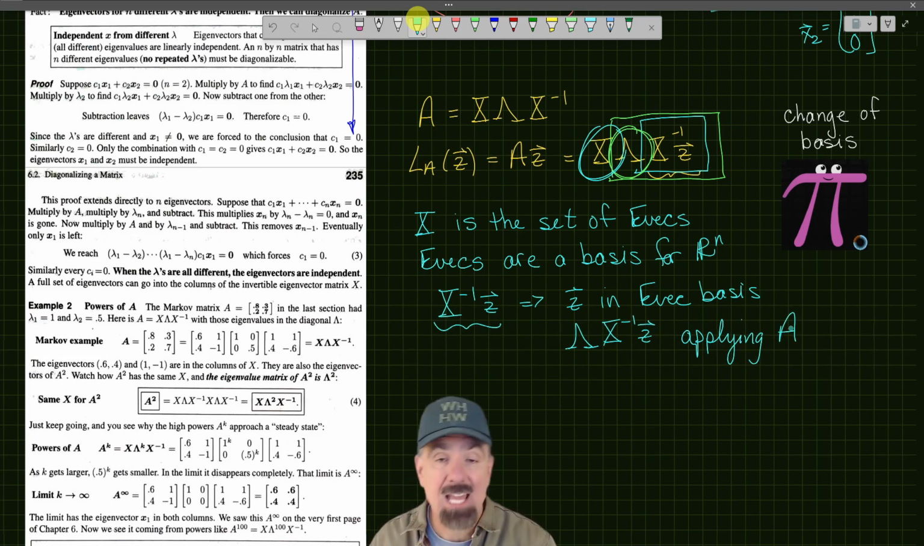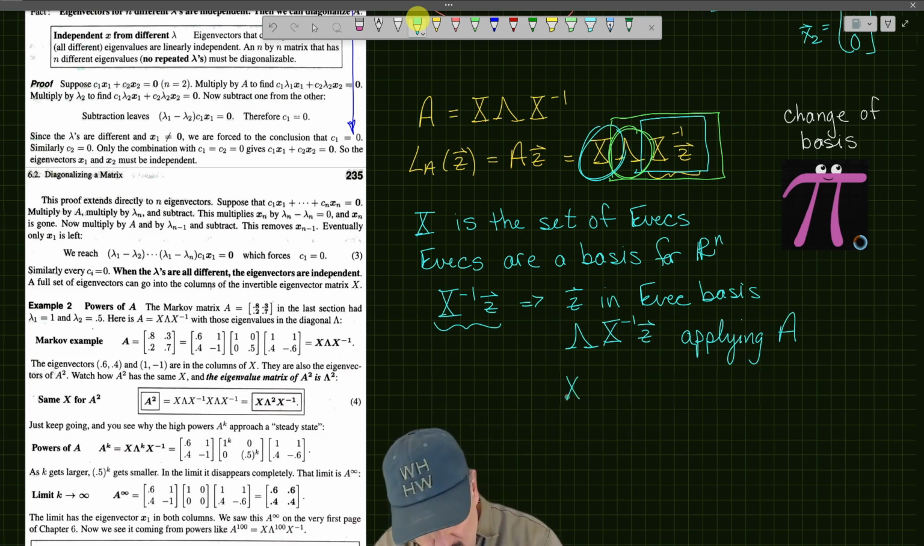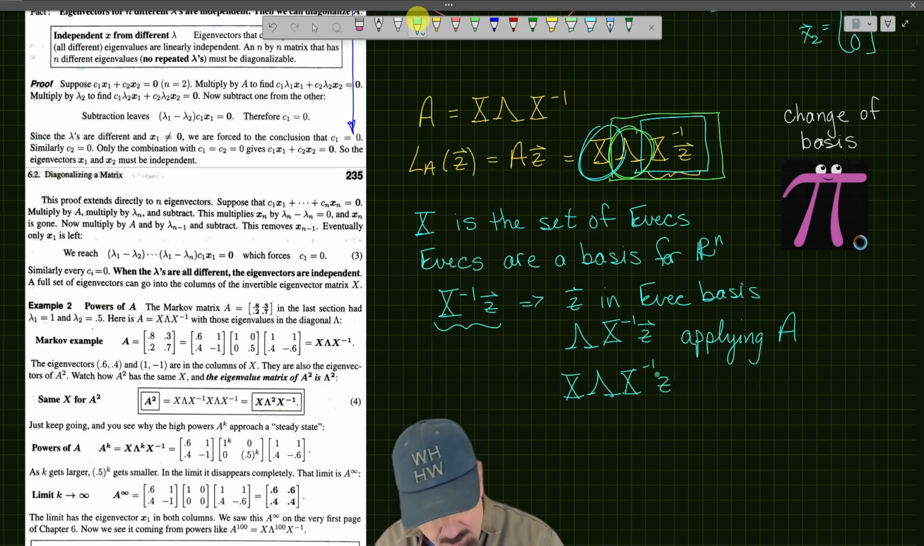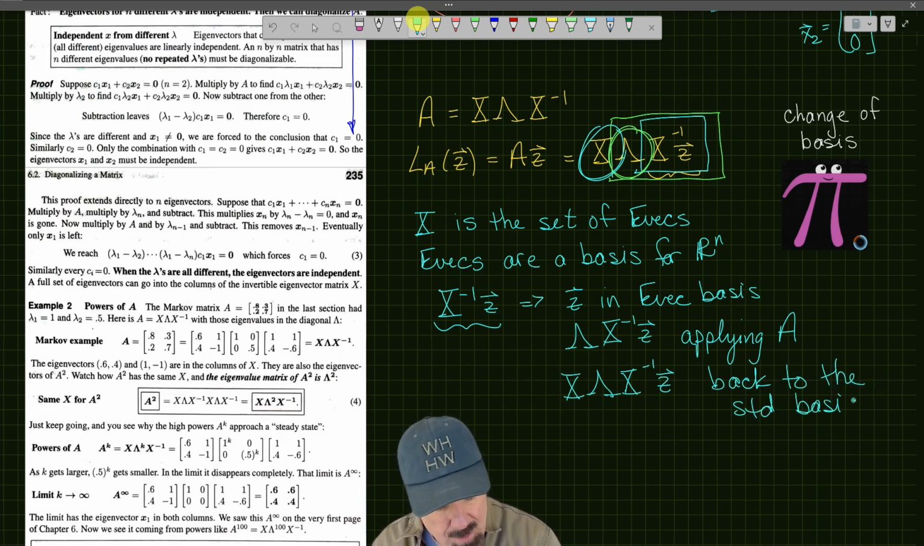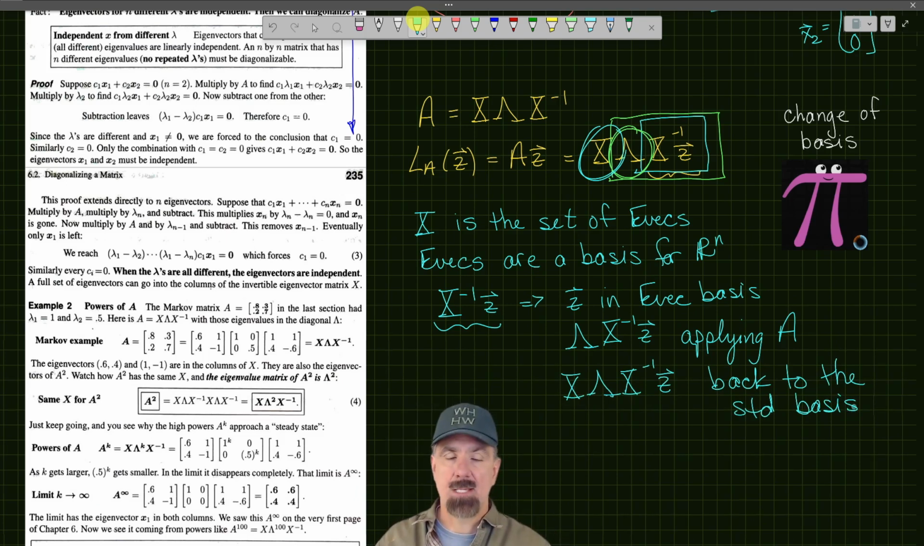It just doesn't look like it because we're doing it in a different basis. And then finally, we're going to transform back into the standard basis. So now we're back to the standard basis. This is the whole concept of change of basis.